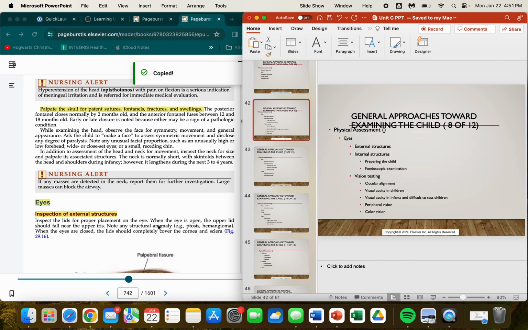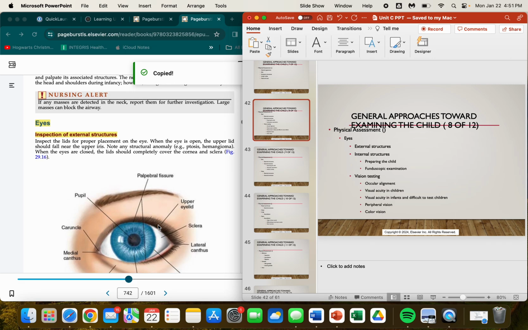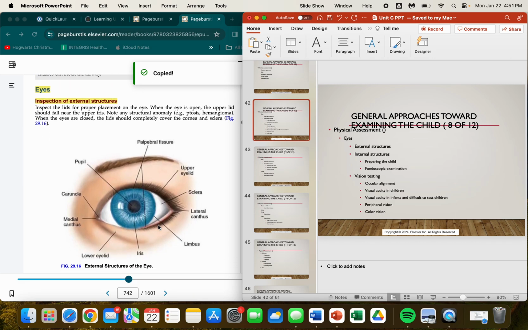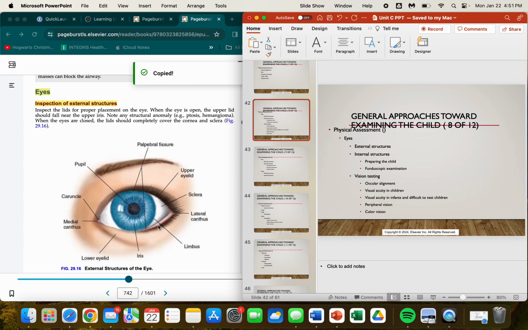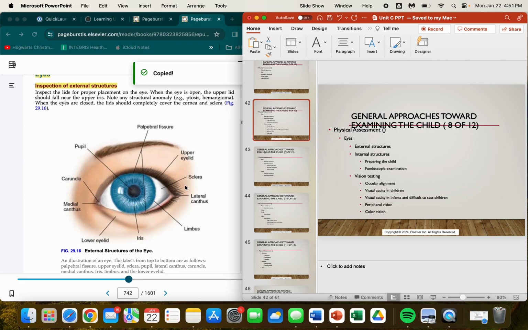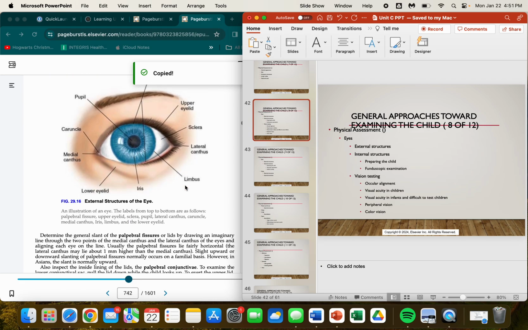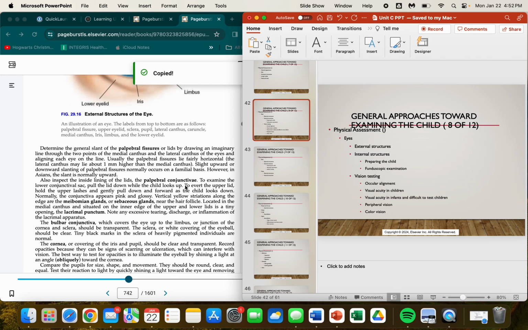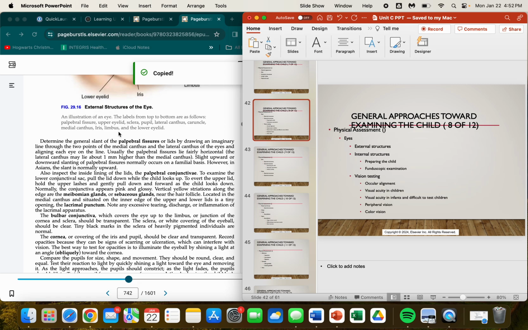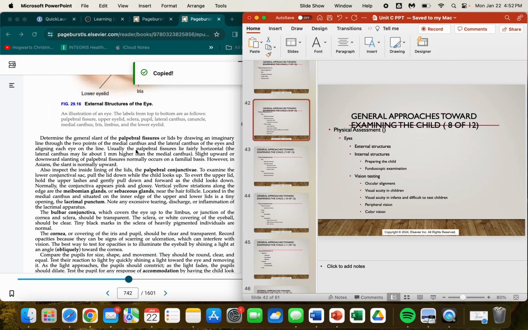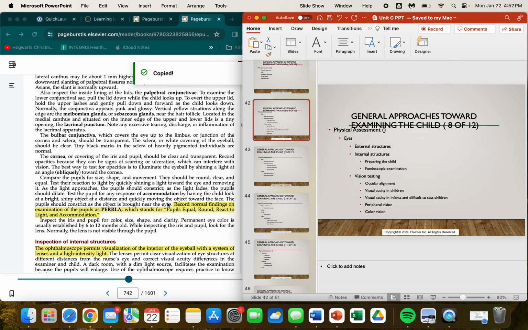When we talk about eyes, your book goes into extreme detail on eye examination, probably eye doctor level inspection. Obviously we want to note as nurses, are the eyes normal? And if there's anything abnormal, that's something we would want to note, right? So is there any discharge, conjunctiva, or any ocular trauma? Those are things we would always want to note as the nurse.